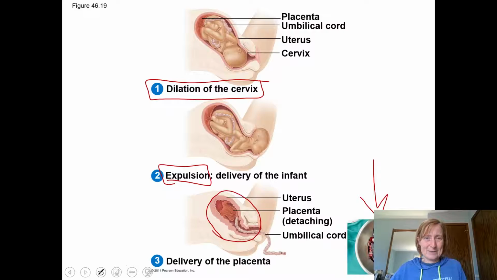Okay. But once your baby is born and your placenta is removed, there's still more for the reproductive system to handle, right?